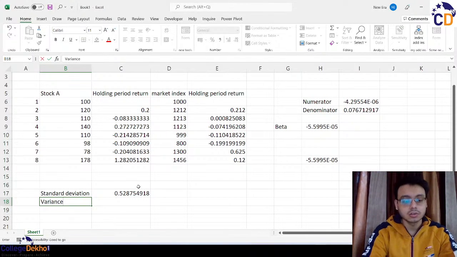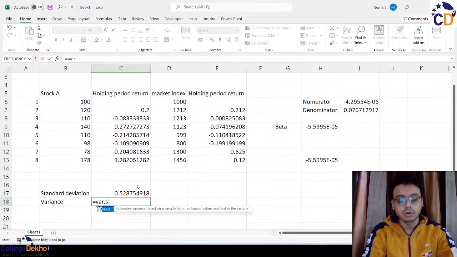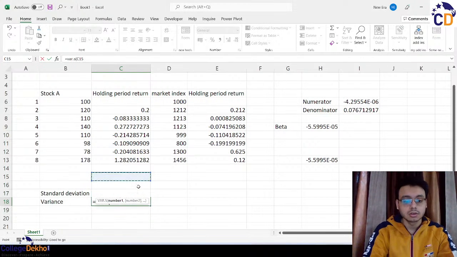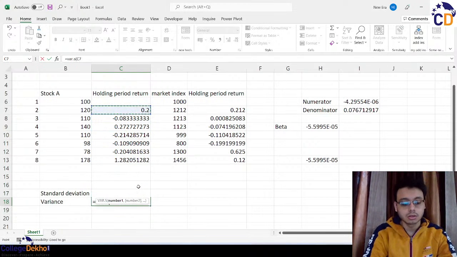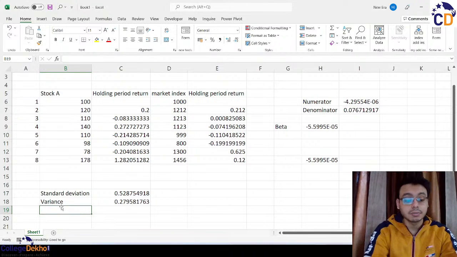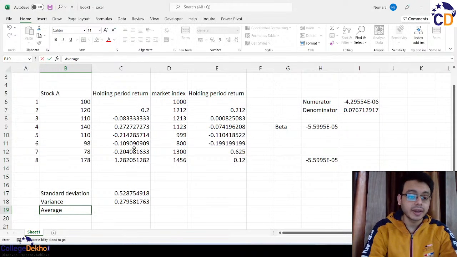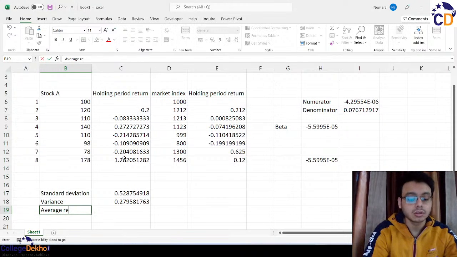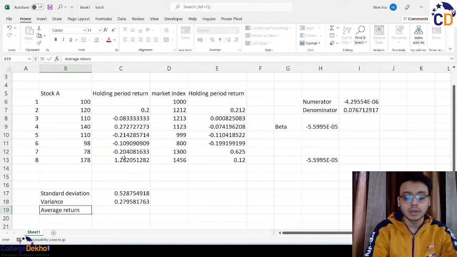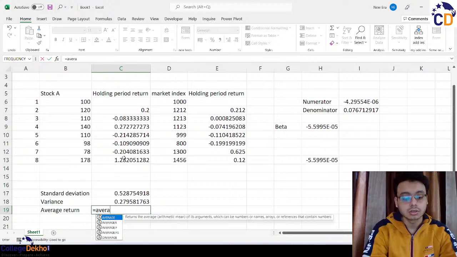Similarly, variance can also be found for them, using the function VAR.S. Take all these returns and close the bracket. Similarly, the average return can also be found out. If you want to know the average return, whether it is sometimes plus, sometimes minus, you can find it by the AVERAGE function.